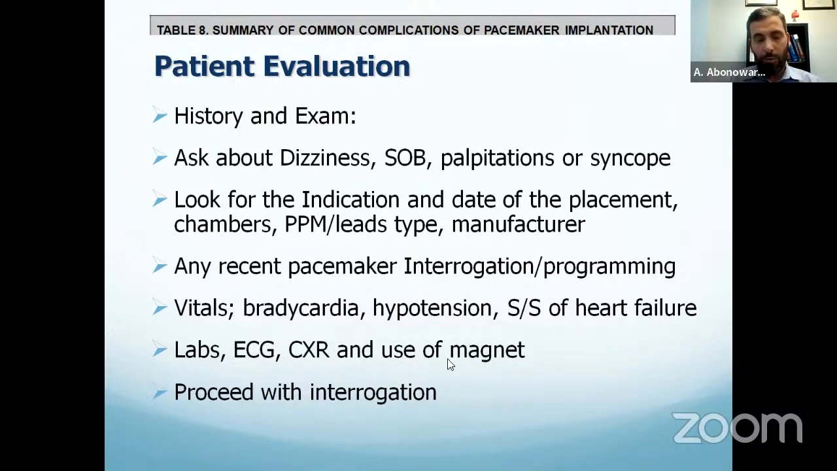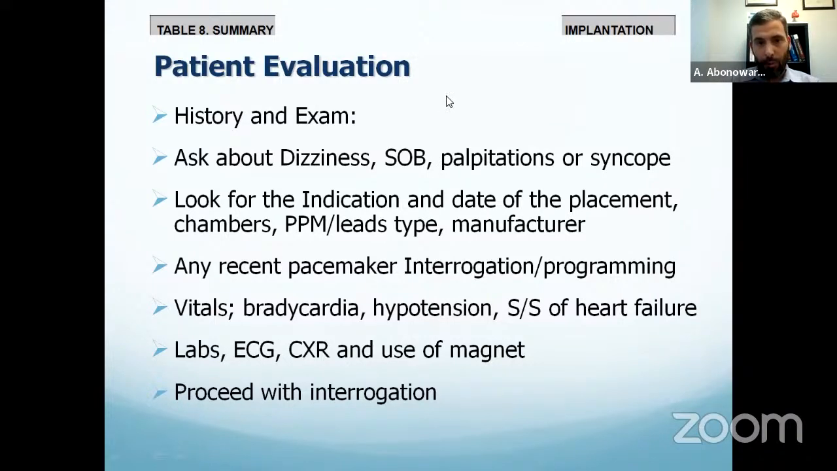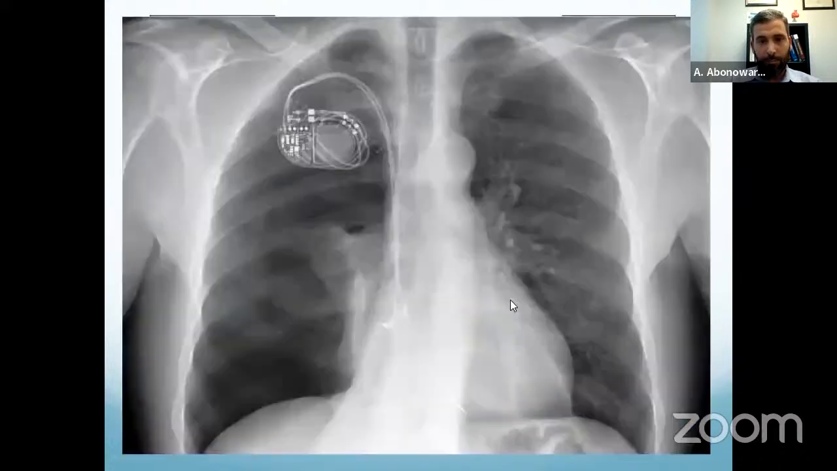You may use a magnet. If you're comfortable, you can put the magnet on the pacemaker. If there's an issue and you suspect a pacemaker problem, that magnet will take the pacemaker to the magnet rate, and that will help you determine if there's an issue or not. And we'll talk about that a bit later. And also, you may proceed to the interrogation, which will give you the final answer about what's going on.